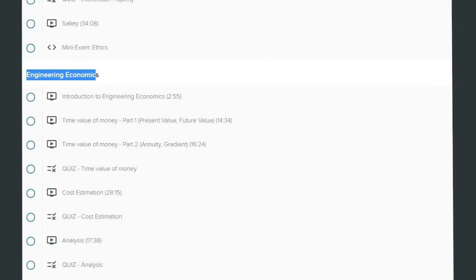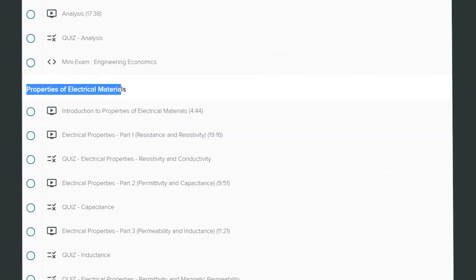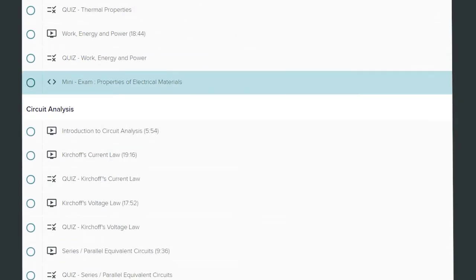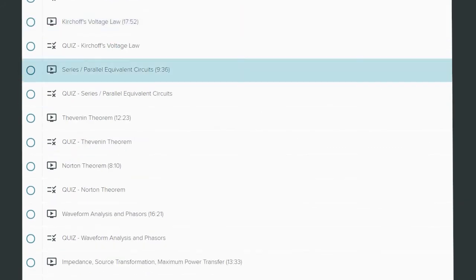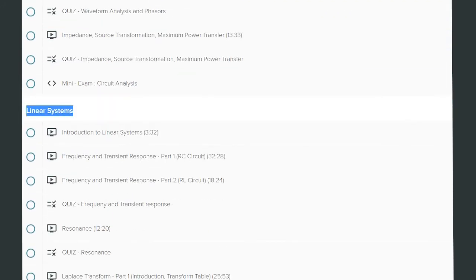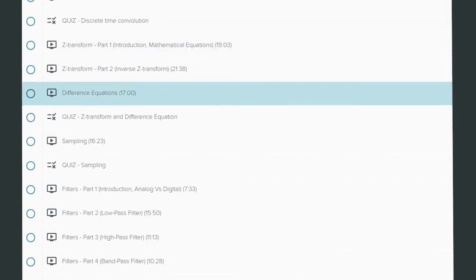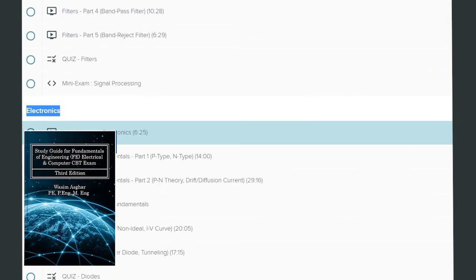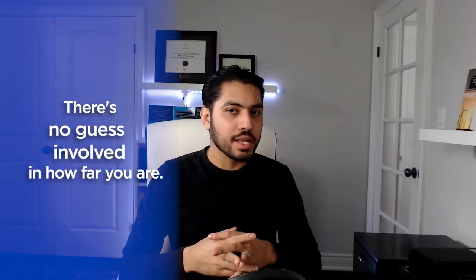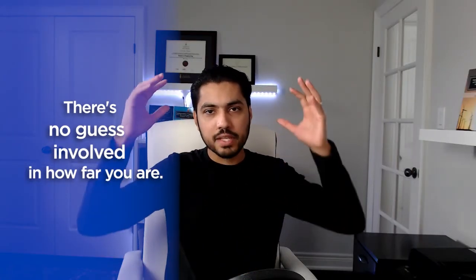And if you're using the course, it's actually automatically going to track your progress. You complete one lecture, there's a certain percentage that will be assigned to your progression, and you complete the next lecture, the next mini exam, the next quiz, the computer simulated practice exam. All of that is going to be taken care of. If you're using my study guide, you're going section by section, problem set by problem set in a linear fashion. So there's no guesswork involved in how far you are. And again, the exam specification is laid out in the same order as well.